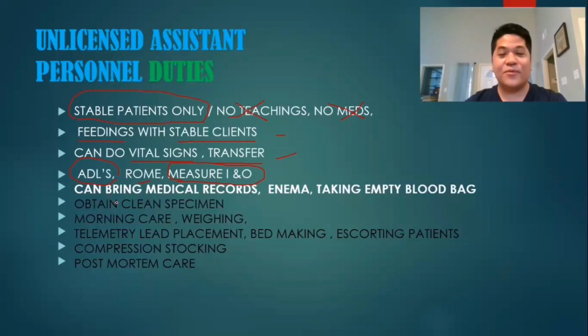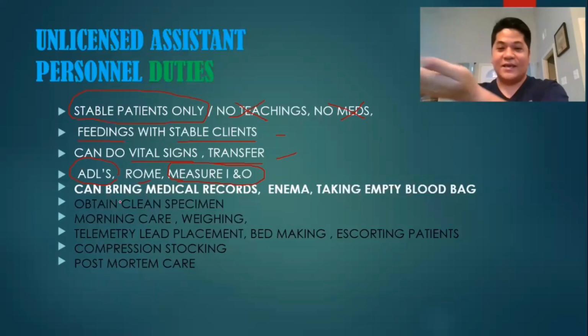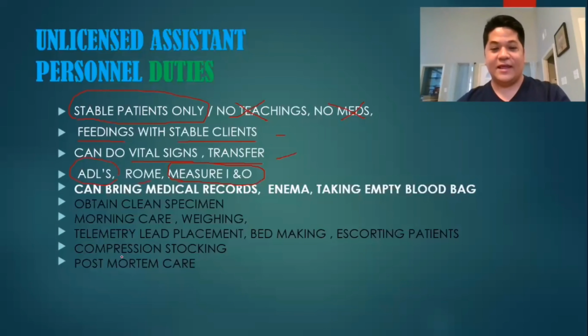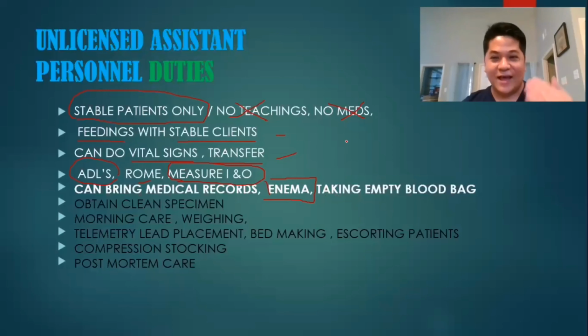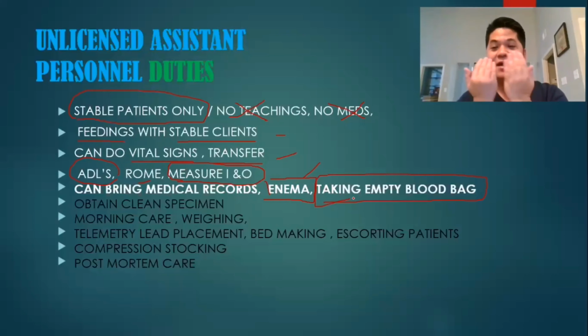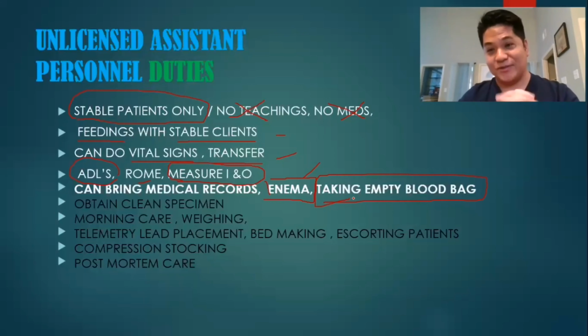Remember, they can bring medical records. Of course, they can just bring that and give it to the nurse. Then they can also provide enema. Yes, the UAP can provide enema. So if asked to choose among the UAP, LPN, and registered nurse, you choose the UAP because they can provide this enema. Taking an empty blood bag, because it's already empty, they can do that. But the beginning of the blood transfusion, the registered nurse will do that.